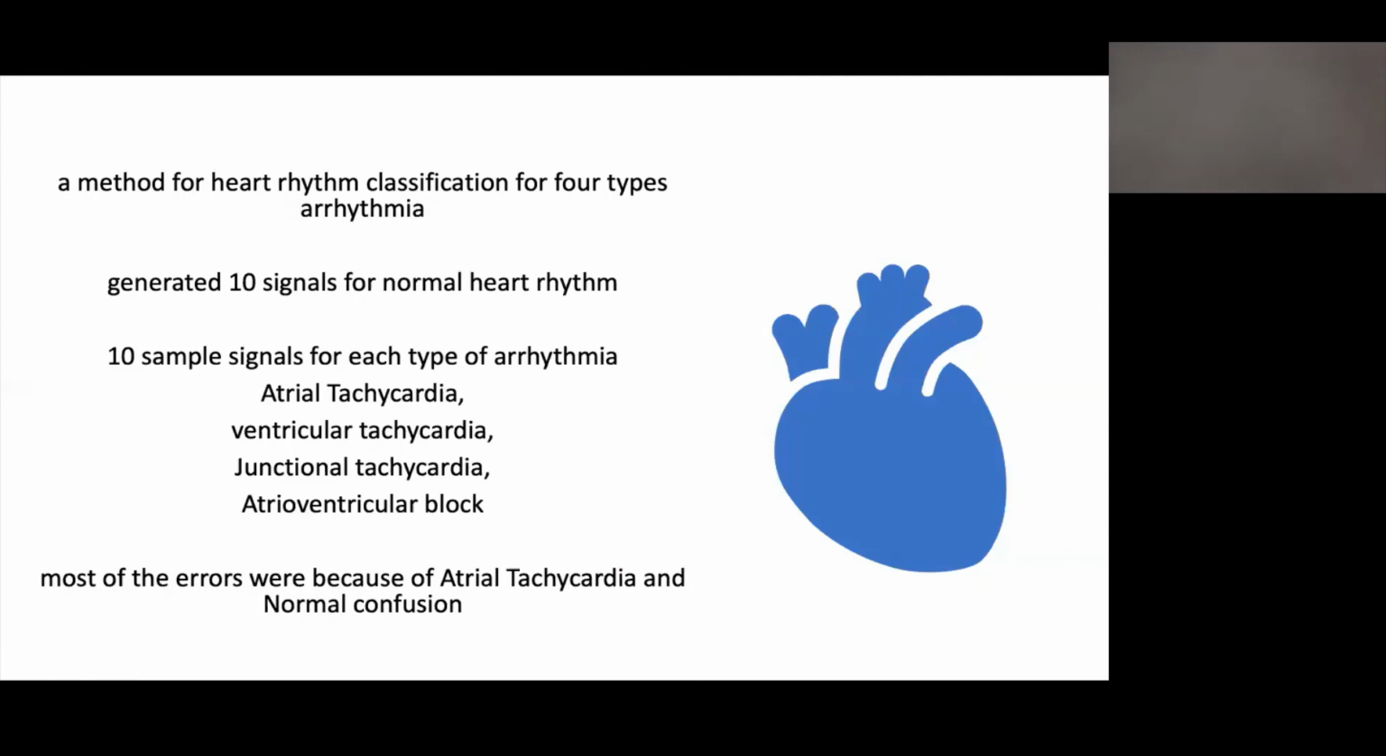With the MATLAB classification learner app, this model can detect normal heartbeat and abnormal heart rhythm. The obtained accuracy was 86.67%. And most of the errors were because of atrial tachycardia and normal confusion. This model can be further analyzed to detect arrhythmia with real-time data, with more model features to get more accuracy in practice. Thank you so much for listening.